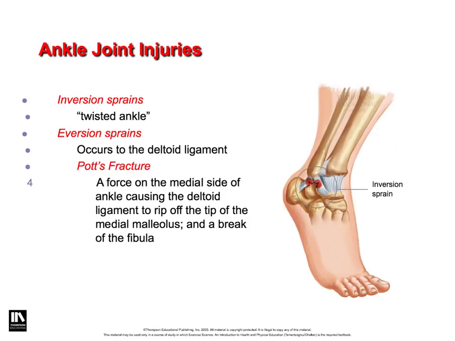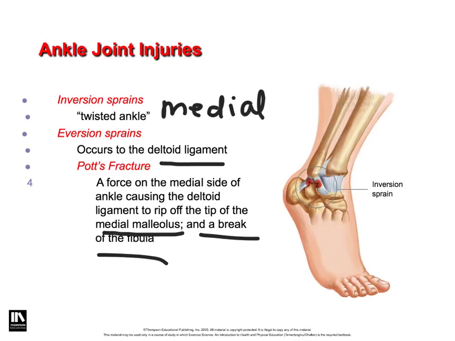Inversion sprains are where the medial side comes up on the ankle. Eversion is very uncommon. Only about 20% of sprains are eversions because of that strong deltoid ligament. If you do have an eversion sprain, a lot of the time you'll get what's called a Pott's fracture. A Pott's fracture is when you go over, and often it rips off the tip of the medial malleolus and therefore breaks off a part of the fibula. So pretty scary when you do that.